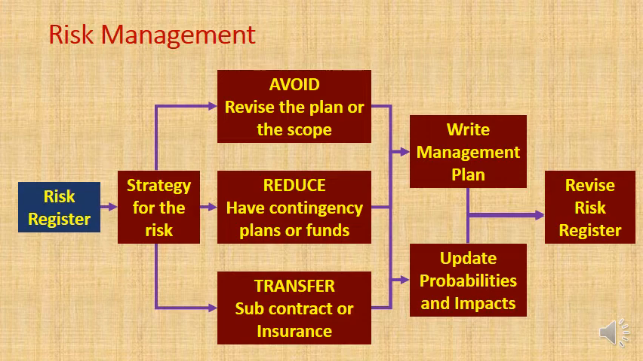Now, depending on what of those three strategies we use, we then need to basically update the probabilities and the impacts of the risk. And then we also need to write up the management plan, how we're going to be managing the risk. And then with that, we can update the current risk register. And so it's actually a cycle. It goes back to what it was previously. And so often with risk management, you could go through several cycles of risk management to try and avoid, reduce or transfer risks.